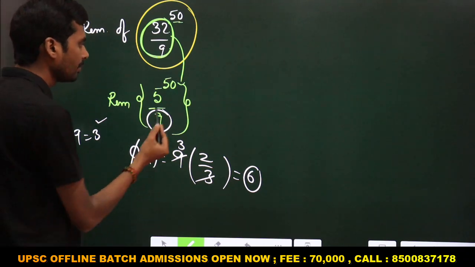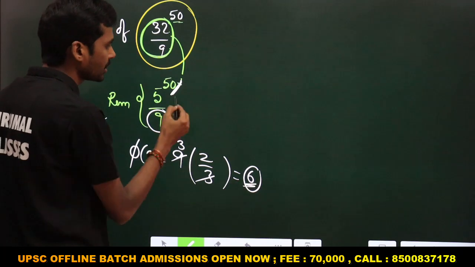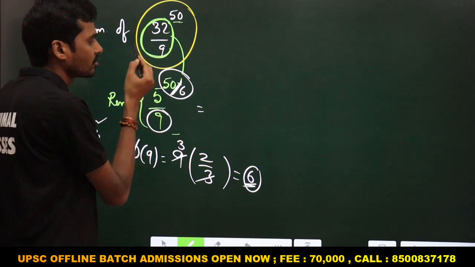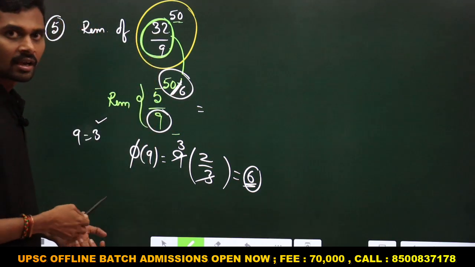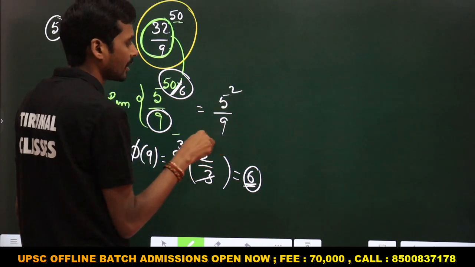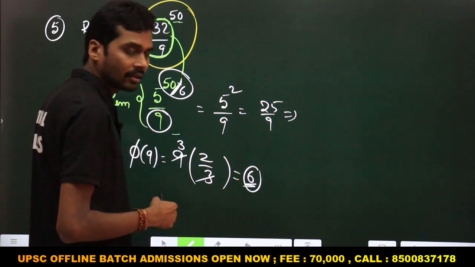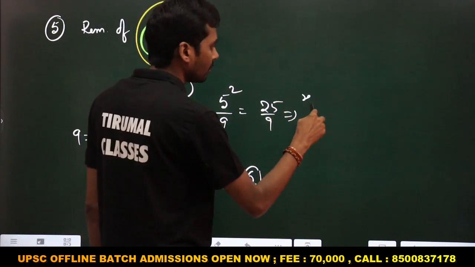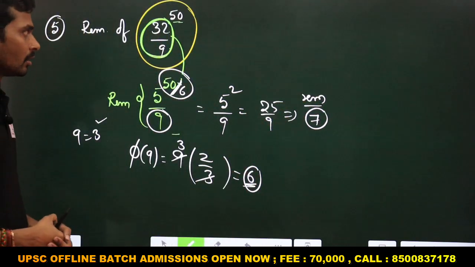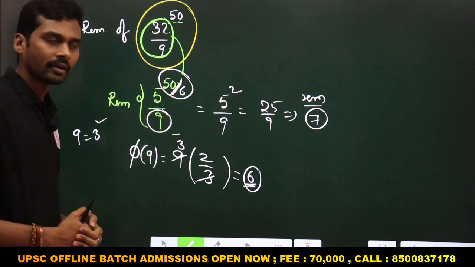By the way, this totient number and the power of the numerator are not the same. Then what should I do? Immediately I have to divide the power by this totient number. What is the totient I have? 6. So 50 by 6, the remainder I'll get is 2. So it becomes 5 squared by 9, so 25 by 9. 9 2s are 18, so the remainder is 7. Clear? Simply take this number first as usual and then write the remainder.